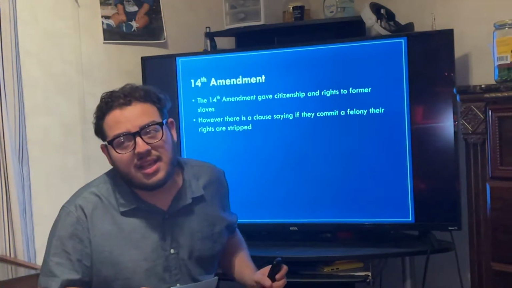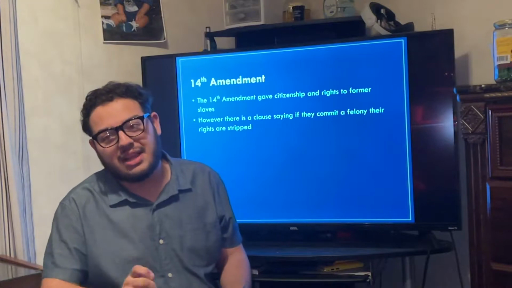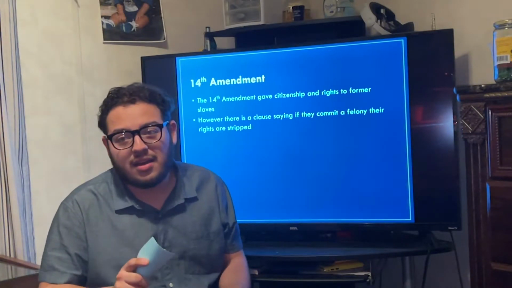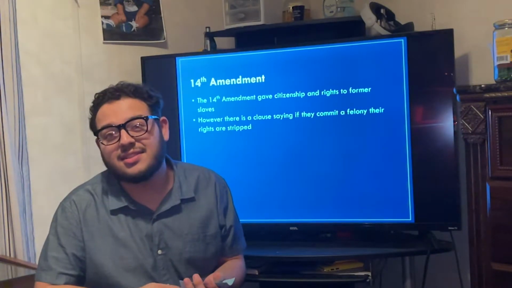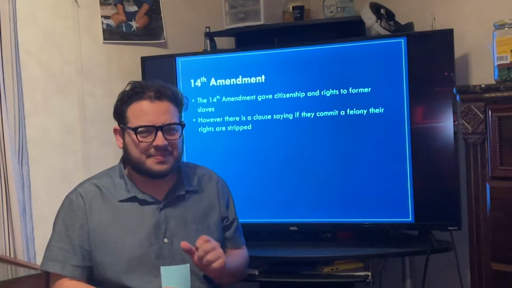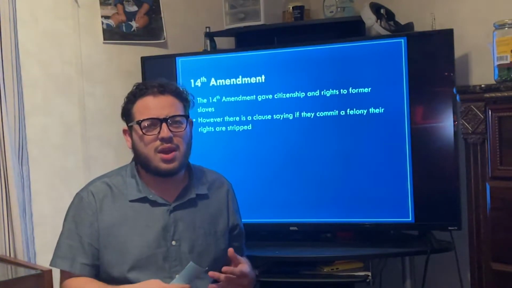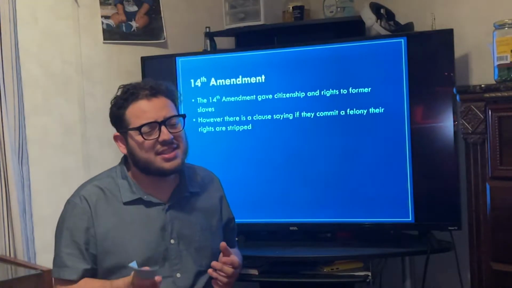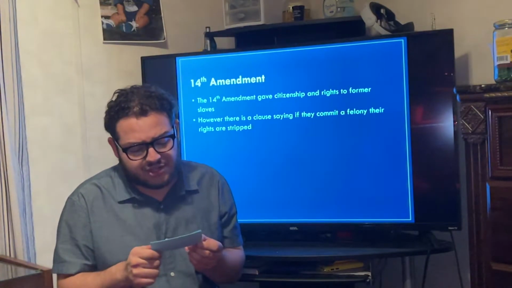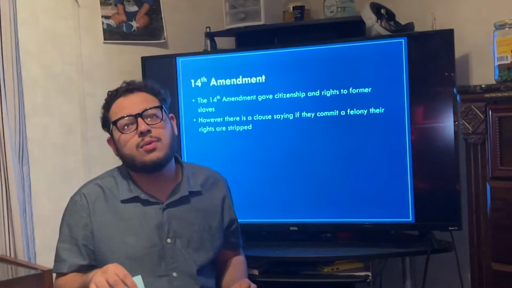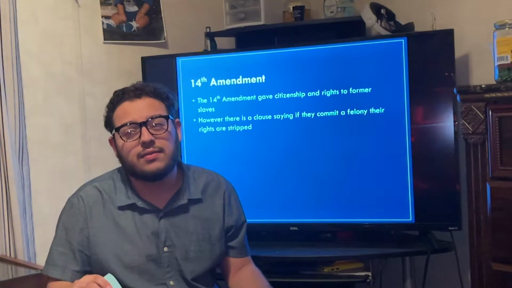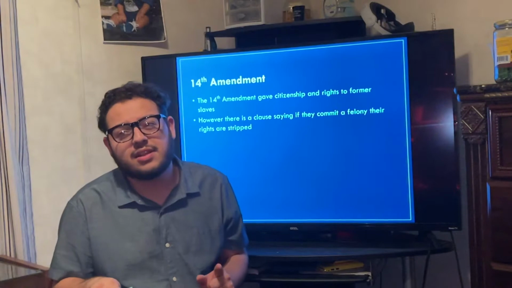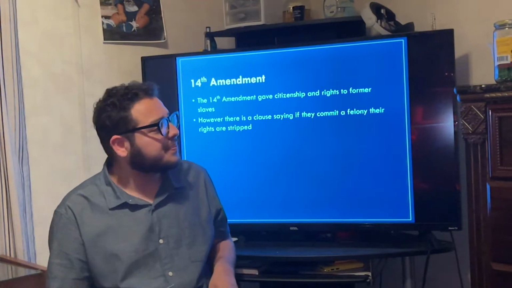The 14th Amendment states that all free men are allowed to vote. However, in section 2 of that amendment, it says that if someone commits an act of rebellion or another crime, they can have their right to vote removed. And this was actually argued in the case of Richardson versus Ramirez, where three men tried to get their right to vote back, even though they committed a felony. And the Supreme Court stated that because of that specific clause, they weren't allowed to get their right to vote back.